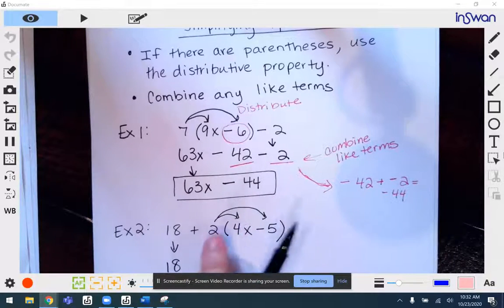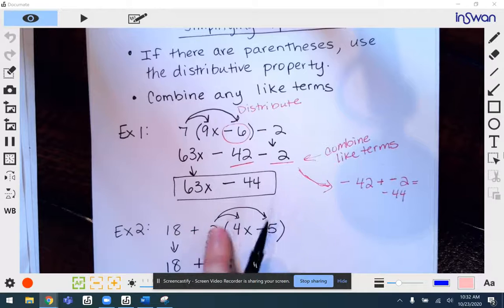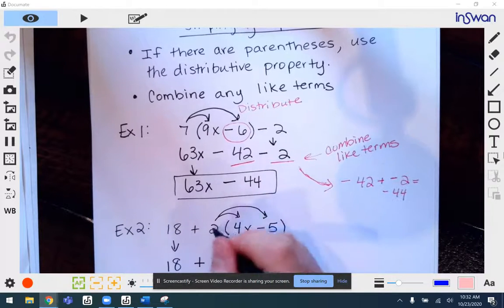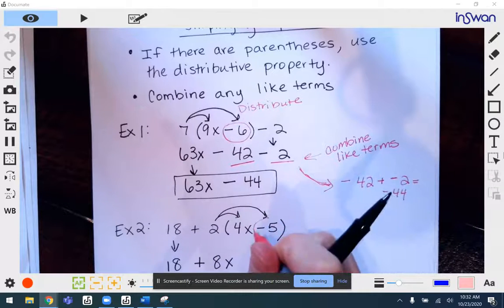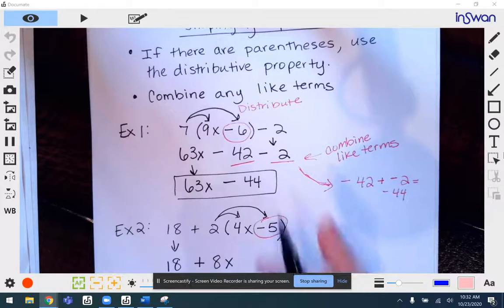So as we distribute, 2 times 4 is 8x, and it's positive, so we're going to add that, right? Because we're adding all of this. So when we distribute, we want to add that first term. And then here, 2 times negative 5 is negative 10.